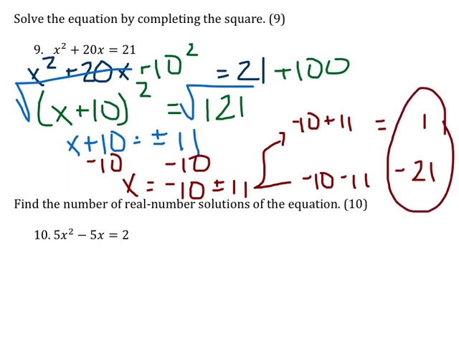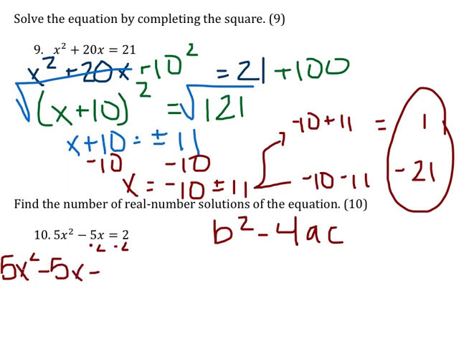Find the number of real number solutions in the equation. This is when we use our discriminant, b squared minus 4ac. If you get a positive number, that's two solutions. A negative number is no solutions, and 0 is one solution. Before we can figure out a, b, and c, it has to be a trinomial equal to 0. So that's 5x squared minus 5x minus 2.